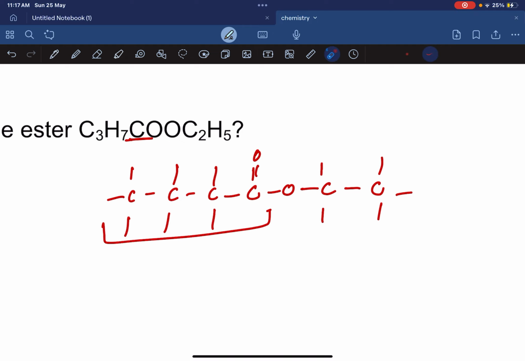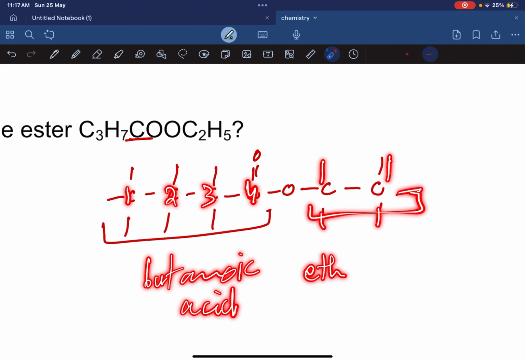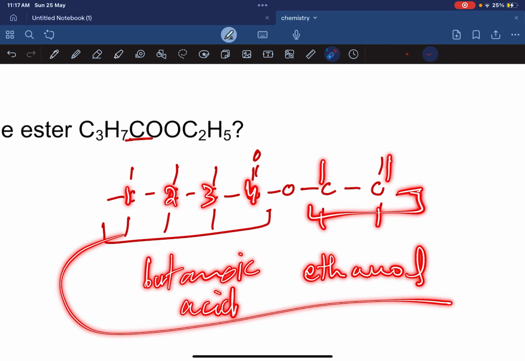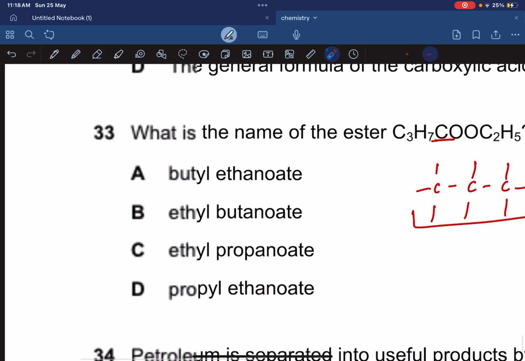How many carbons do we have in total? 1 2 3 4. ये वाला पार्ट आ गया. ब्यूटेनोइक एसिड आ गया. और ये वाला पार्ट जिसमें हमारे पास 1 2 3 4 5 हाइड्रोजन हैं और 2 कार्बन से आ गया हमारा एथेनॉल. So when we combine ethanol and butanoic acid, what are we going to form? Ethyl butanoate. ठीक है. So that's going to be ethyl butanoate.